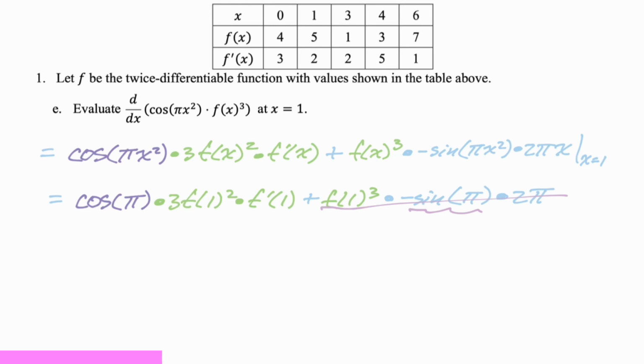So now let's just get some values. So cosine of pi is negative 1. f of 1 is 5, so we'll get 3 times 5 squared. f prime of 1 is 2. And that's all we have left, right? So that's 25 times 2 is 50, times 3 is 150, so negative 150.